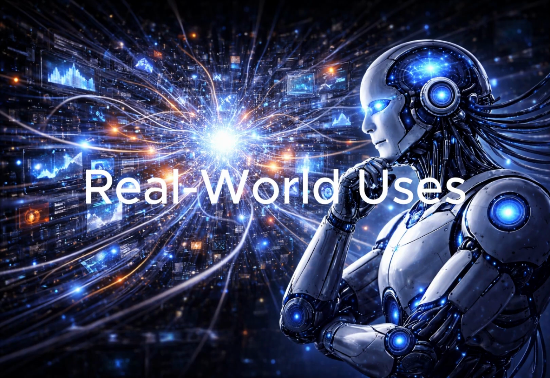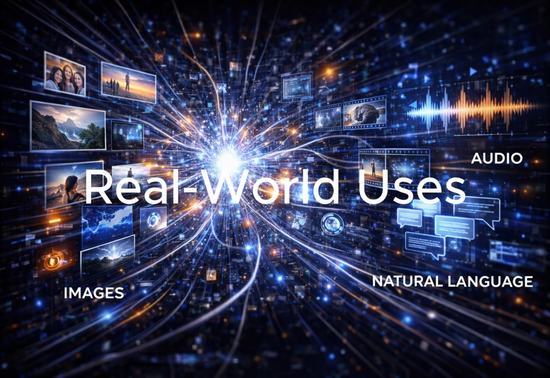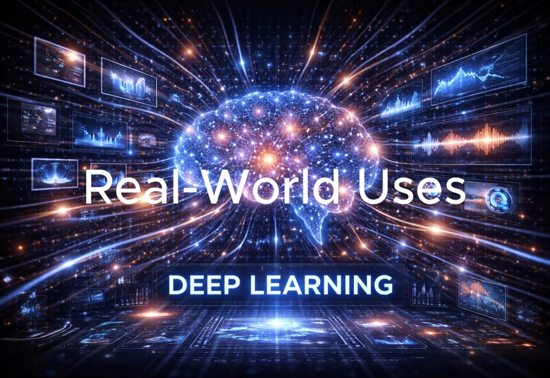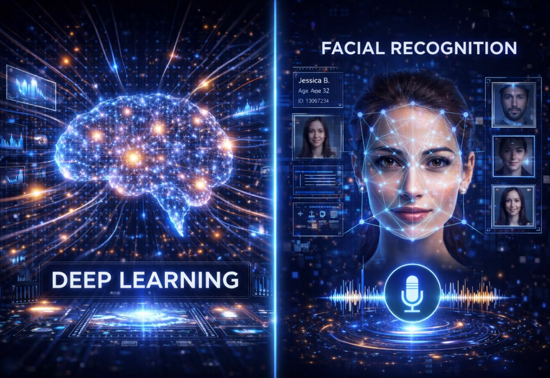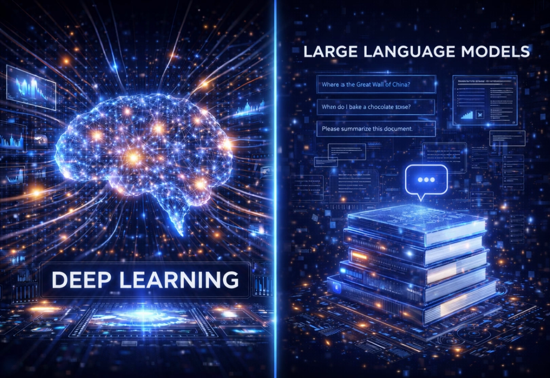Deep learning is especially effective with complex and unstructured data. This includes images, video, audio, and natural language. That's why deep learning is behind technologies like speech recognition, image generation, facial recognition, and large language models.